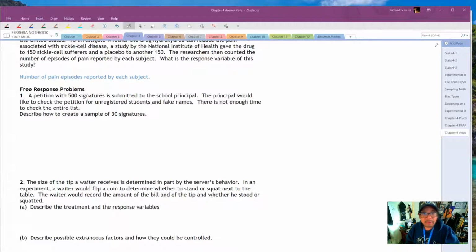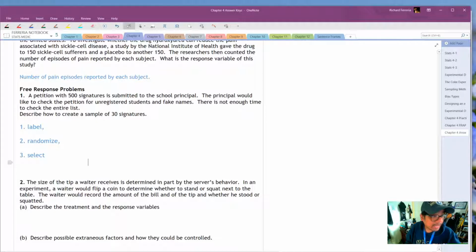So remember, there are three things that we need to do to create a simple random sample. We want to label, we want to randomize, and we want to select. So what do I mean by label? Well, that's pretty easy. We're just going to number each signature on the list from 1 to 500. Randomize.